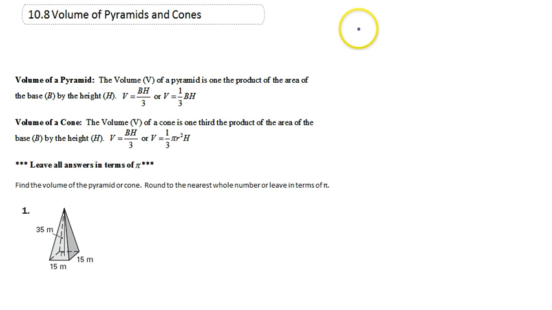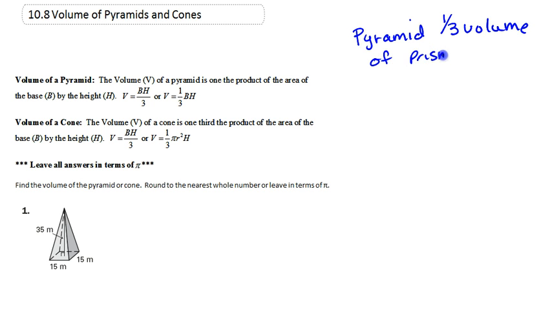And we've discovered that a pyramid has 1/3 of the volume of a prism with the same size base and height. We also know that a cone has 1/3 the volume of a cylinder with the same size base and height as the cone.